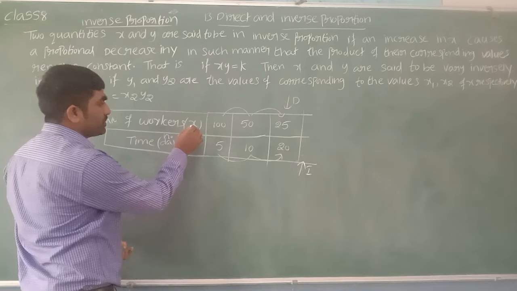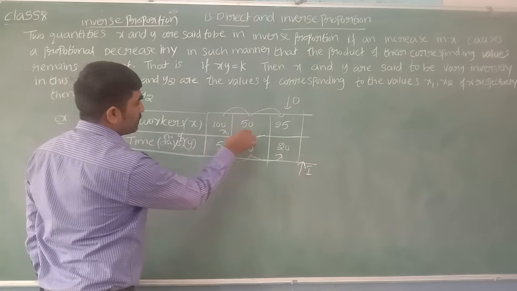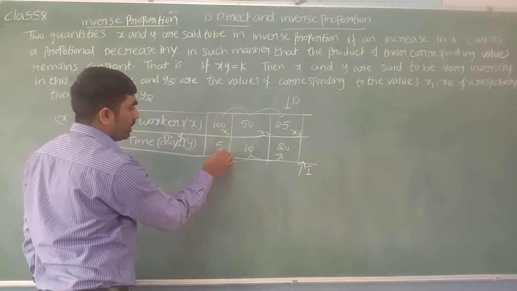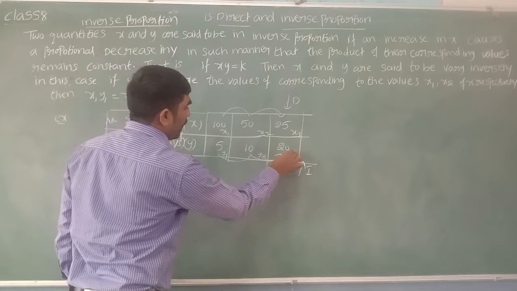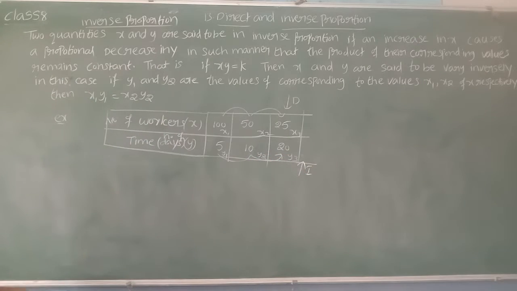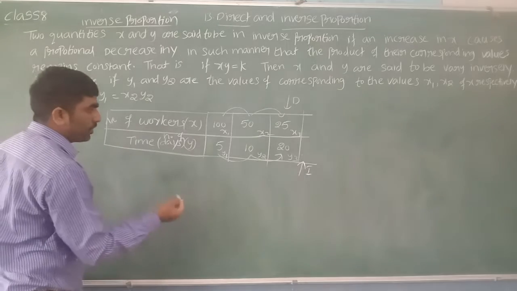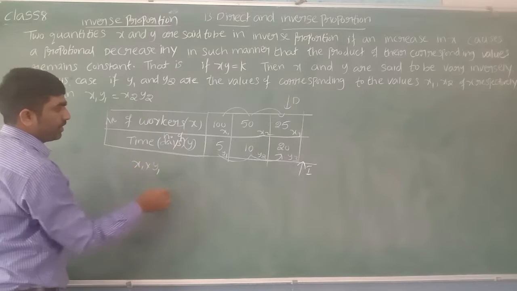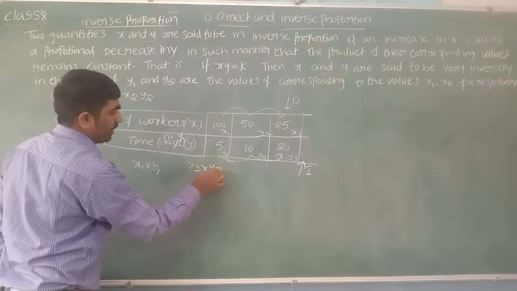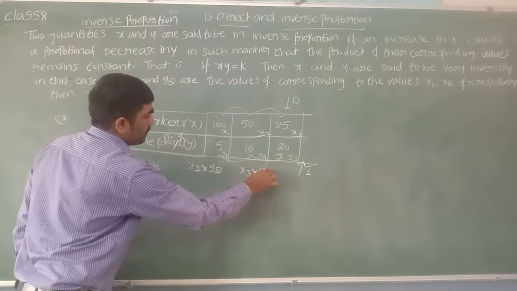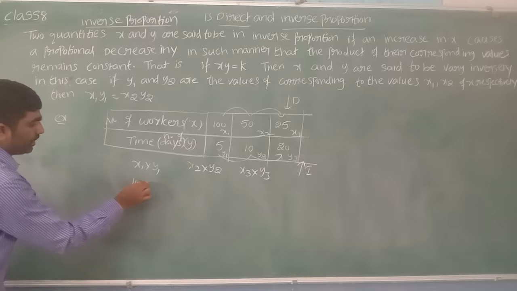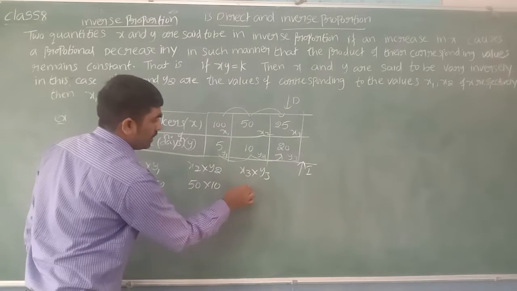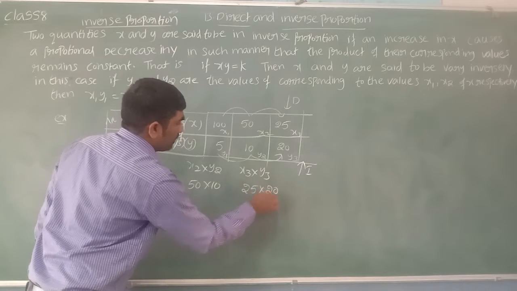Let me take the corresponding values of the first quantity x as x1, x2 and x3. The corresponding values of the second quantity y as y1, y2 and y3. Now we will find the product of the corresponding values. The product means x1 into y1, next x2 into y2, and again x3 into y3. x1 into y1 we write 100 into 5. x2 into y2 we write 50 into 10. x3 into y3 we write 25 into 20.